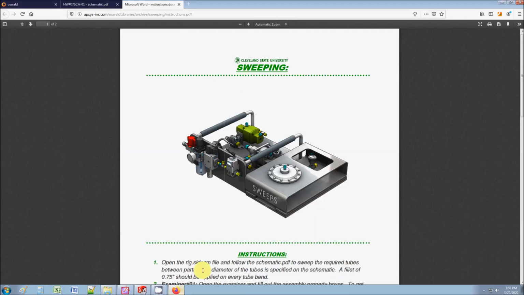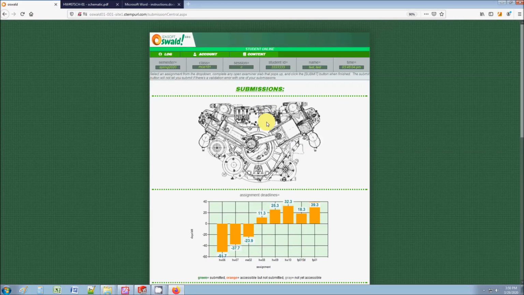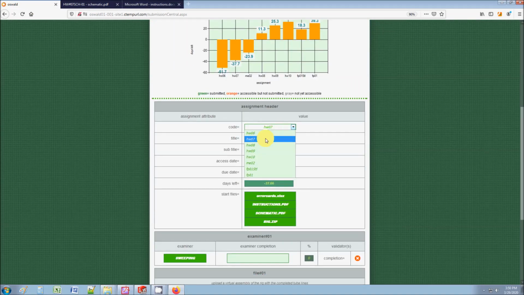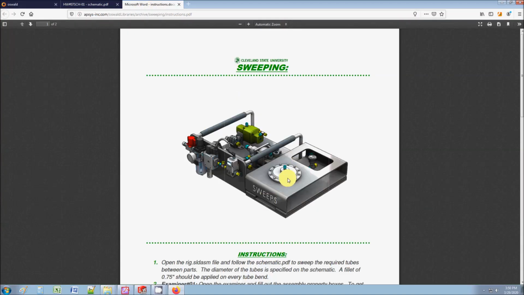So let's take a look at the homework now. Okay, the homework can be found on here, under homework number 7. And what you will get is the instructions, a schematic, and a rig. When you download the rig, you've got to extract it. You right-click, you say extract all, and you'll get access to the model, which will look like this.